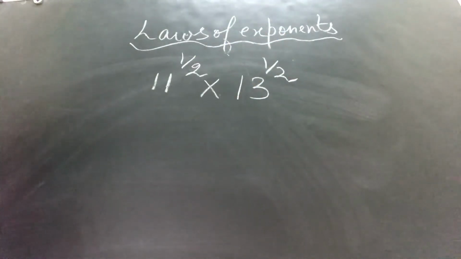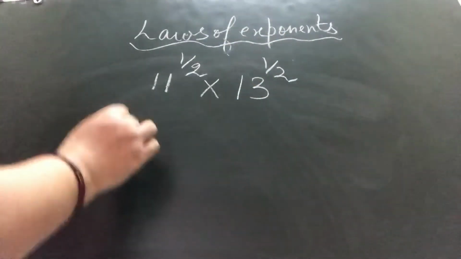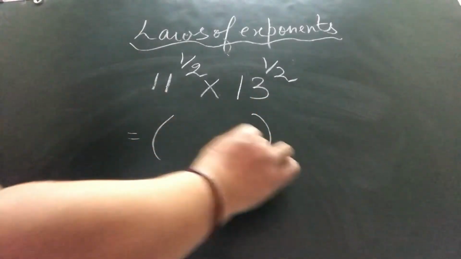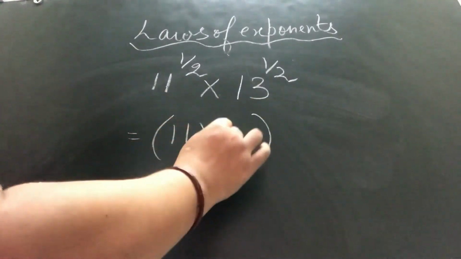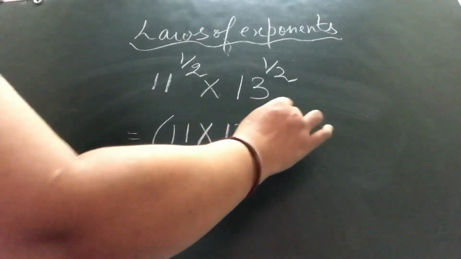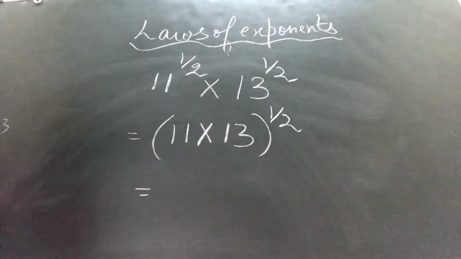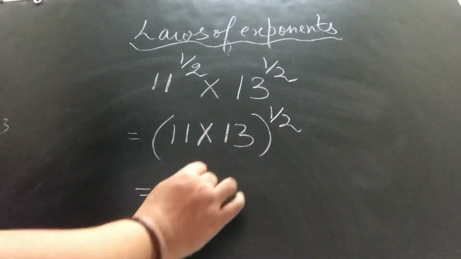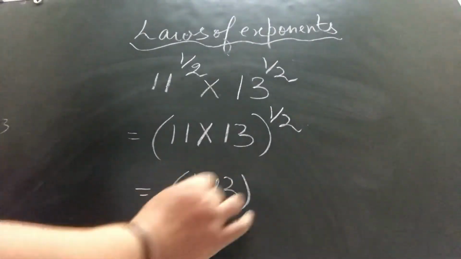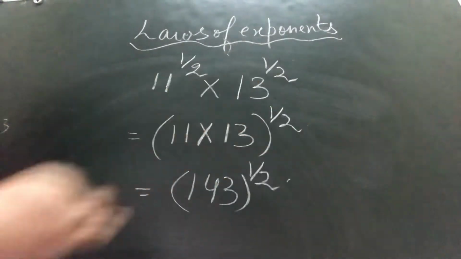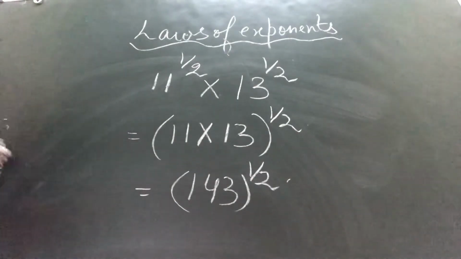Bases are different but the power is same. In this case, bases multiply each other. Bases multiply हो जाएंगे and you have to write the power once only. So multiply 13 into 11, we have 143. So we have 143 raised to the power 1 by 2. Right?